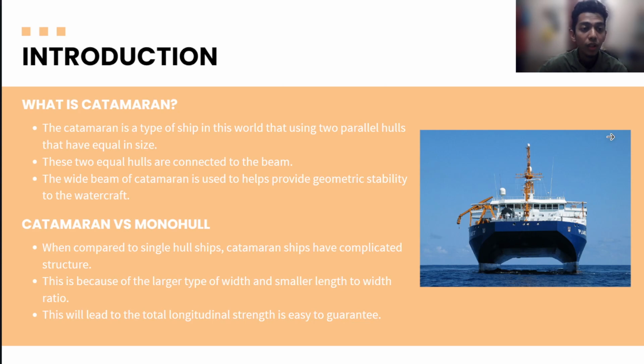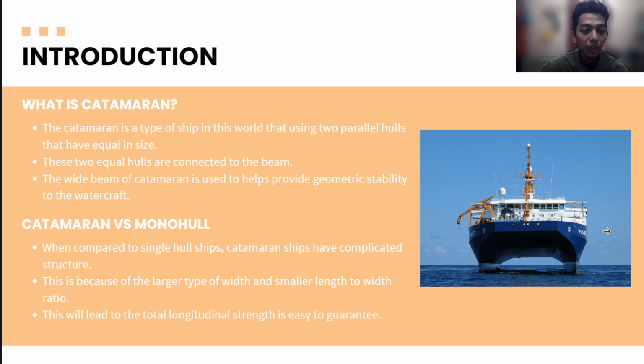Introduction. What is a catamaran? A catamaran is a type of ship that uses two parallel hulls that are equal in size. These two equal hulls are connected by the beam. The wide beam of the catamaran is used to help provide geometric stability to the watercraft. As we can see in this figure, here is an example of a catamaran ship.